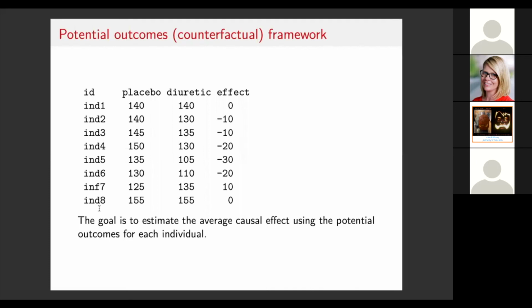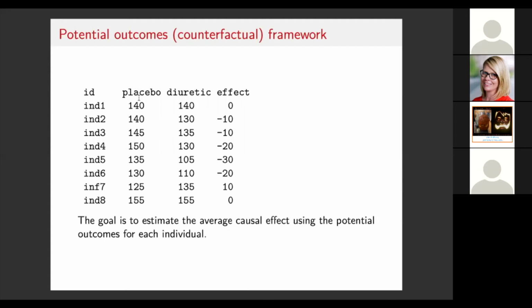So now let's think about what we would need in order to get an estimate of the average causal effect. In this cartoon example that I'm showing you here, the average causal effect is about decreasing the blood pressure by about 10 millimeters of mercury. So, one thing you could think about doing is you choose who to give the placebo and who to give the diuretic at random.